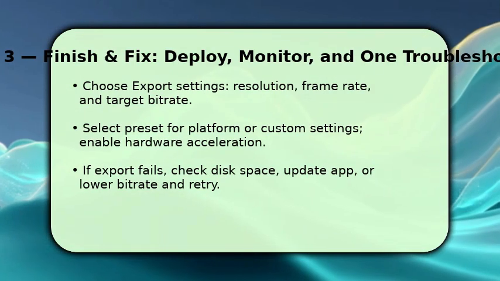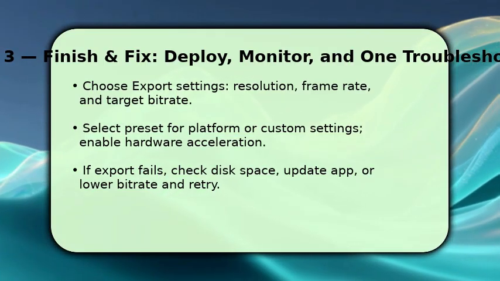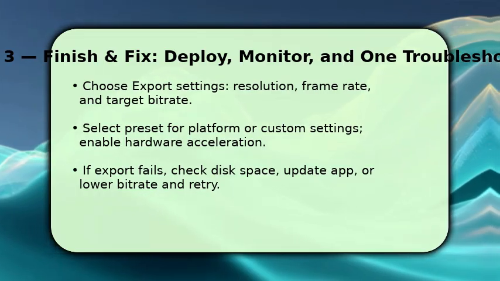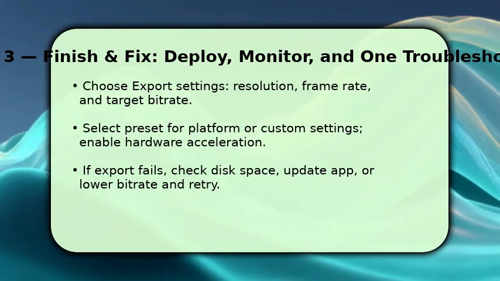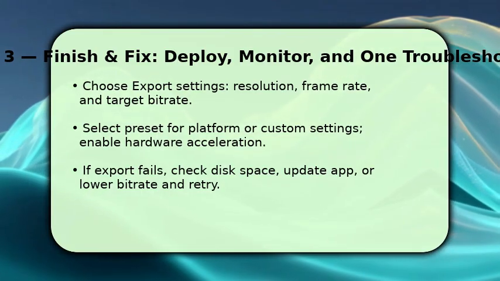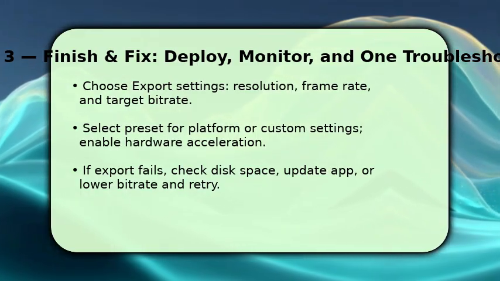You finish by exporting. Open Export, pick resolution and frame rate, then choose a bitrate that balances quality and file size. Use a platform preset for quick uploads or custom settings for control. Enable hardware acceleration for faster renders when available. Save the file to a local folder and verify playback.